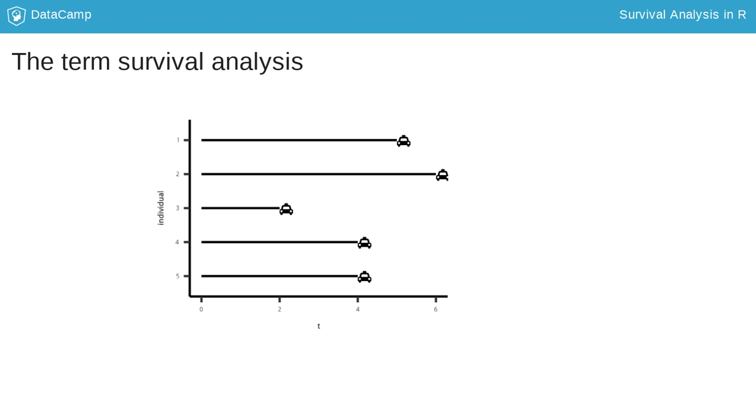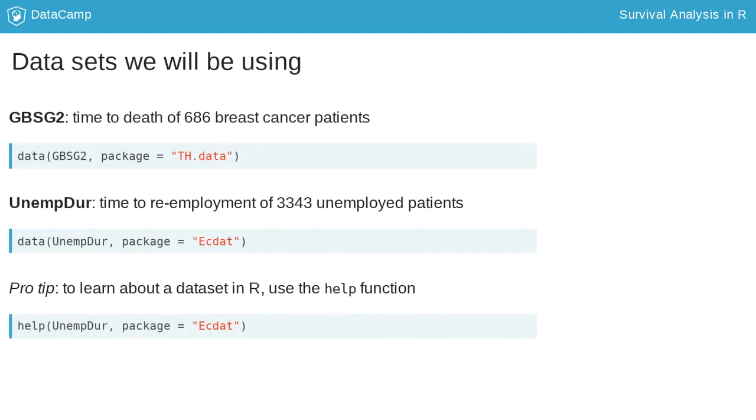Two of the datasets we will be using in this course are the GBSG2 dataset and the unemployed dataset. In the GBSG2 dataset, we are interested in the time until death in breast cancer patients. We have data of 686 patients, including information on the treatment, tumor size, age, and other potentially important factors. The dataset is available in the TH data package and can be loaded with the data function.